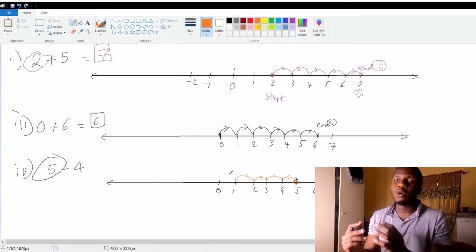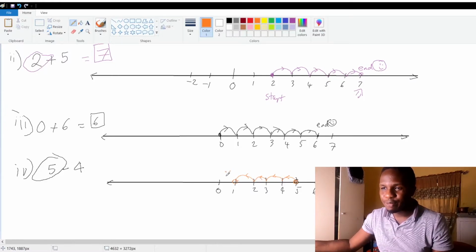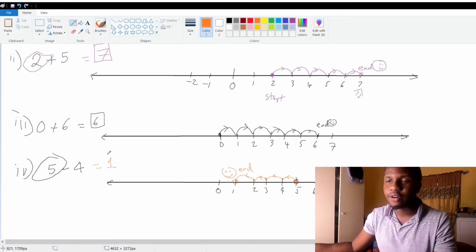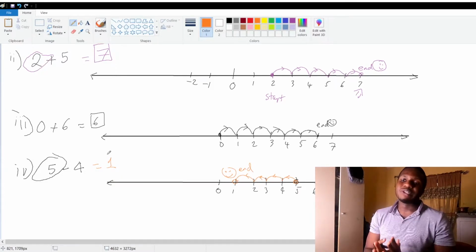Okay. Now, where do I land? I land at which number? I land at 1 here. So this is my end point here. And I can say that 5 minus 4 equals what? Equals 1. Okay? Now, this is a good example. I hope this example works out.